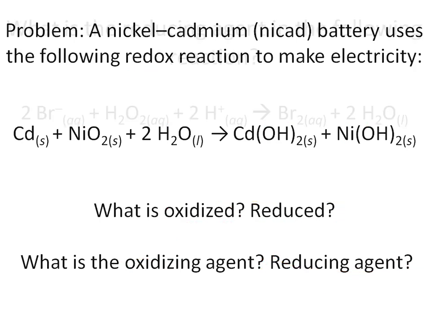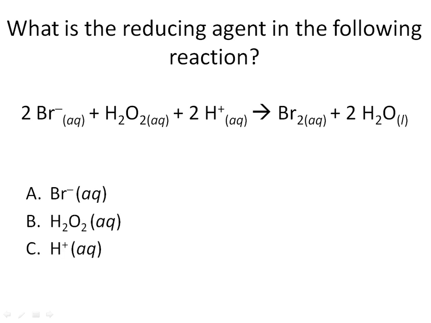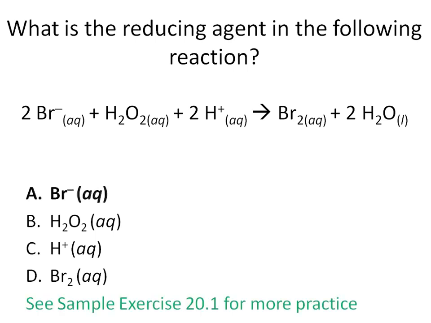All right, now it's your turn. What is the reducing agent in the following reaction? Is it bromide ion, hydrogen peroxide, hydrogen ion, or diatomic bromine? So take a moment, ponder this, and we'll continue. Okay, well, once I assigned my oxidation numbers and looked for the changes, I would find that bromide ion was the reducing agent. So if you need more practice on this, see sample exercise 20.1 in your textbook.